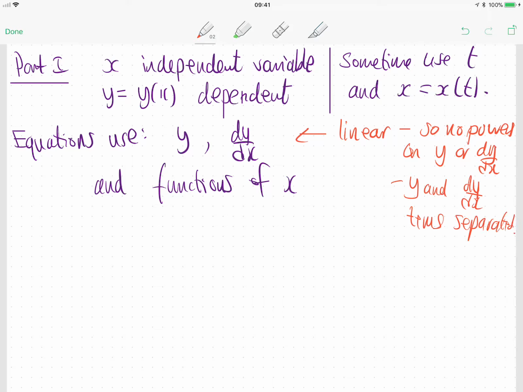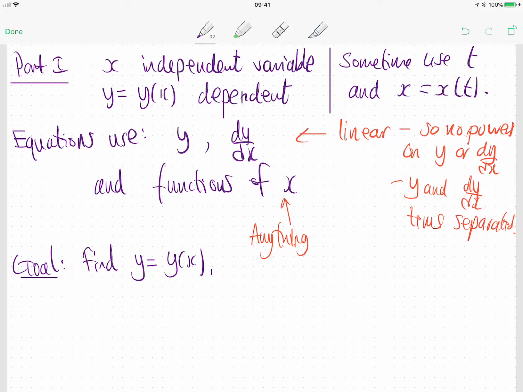Okay, if they're multiplied together, the equation will not be linear. And the coefficients are functions of x. Well, this could be anything. Could be sine x, cos x, sine x times cos x times log x, or all different combinations of functions, and x is everywhere. We can mix them all up. Okay, so the goal, well, of course, is to solve. We want to find what is y.